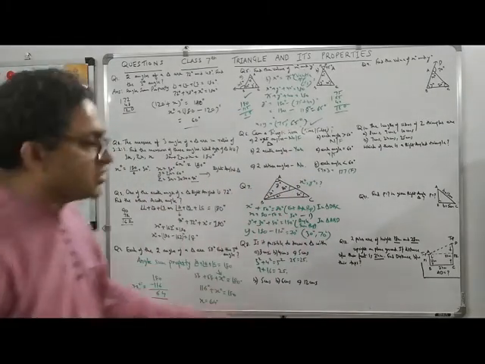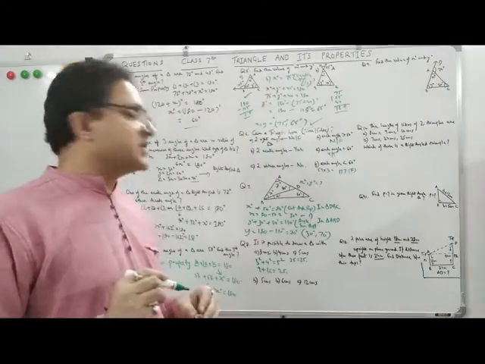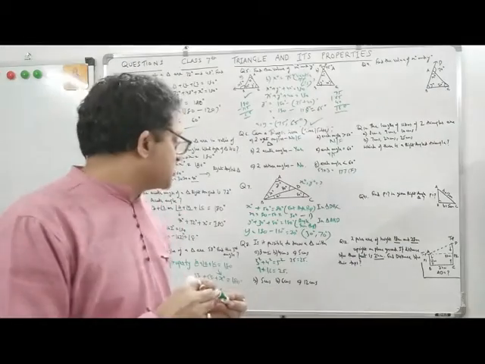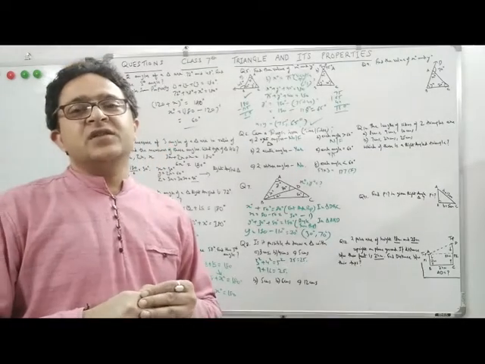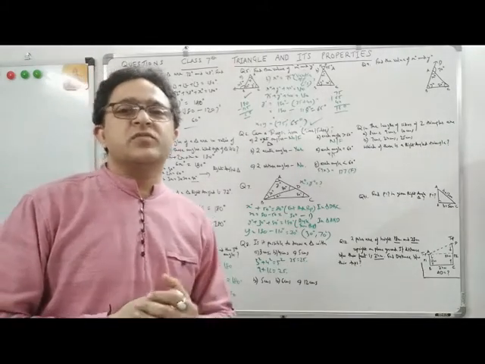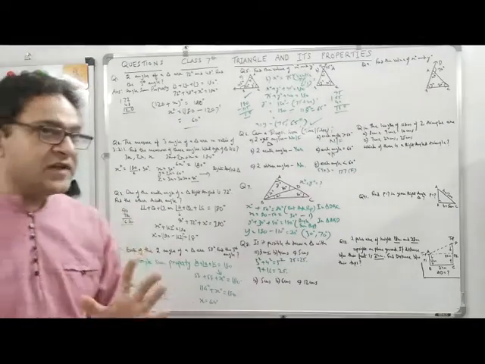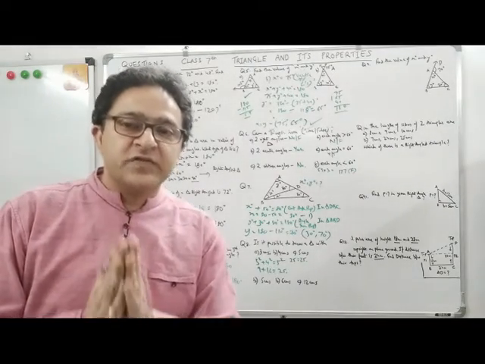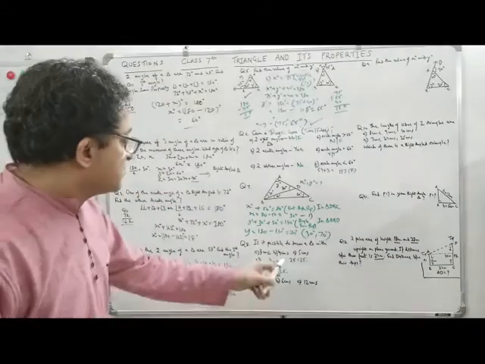If it is less, you cannot draw the triangle. If it is more, if the sum of the squares of the 2 sides is more than the third side, you will be able to make the triangle. If it is less, you will not be able to make the triangle. If it is equal, you will still be able to make the triangle.